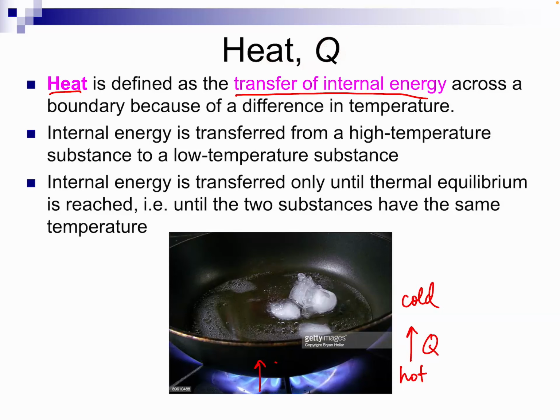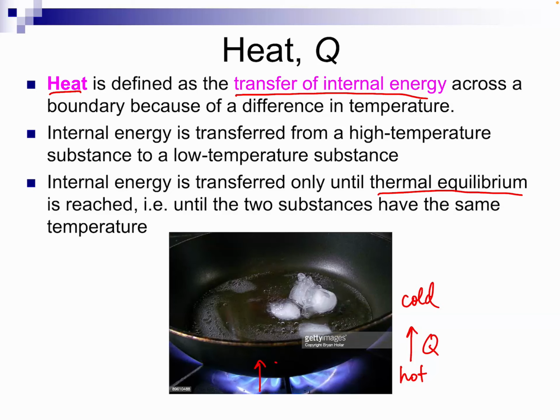We'll use the capital symbol Q for heat. And the reason why energy is transferred from the flame to the pot is because there's a difference in temperature between the flame and the pot. So there's a transfer of energy, or heat will transfer from the hot object to the cold object until thermal equilibrium is reached. When we say thermal equilibrium, we mean that the temperatures of the two objects involved are equal.